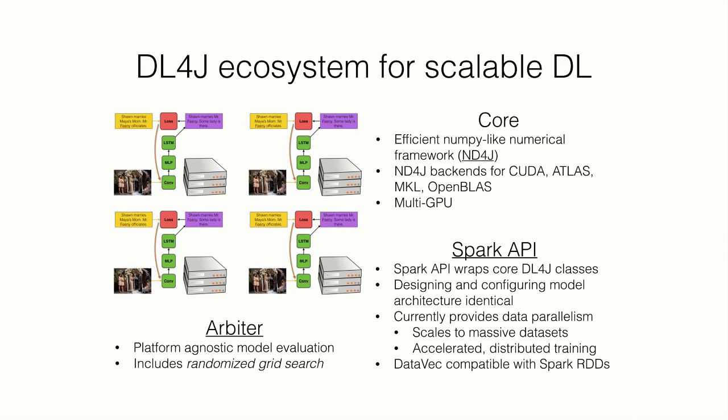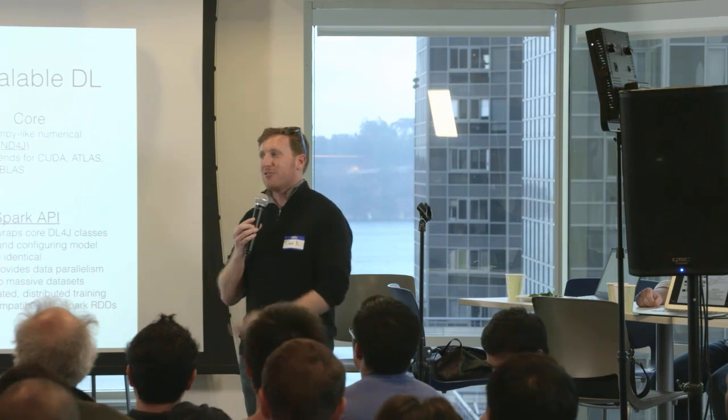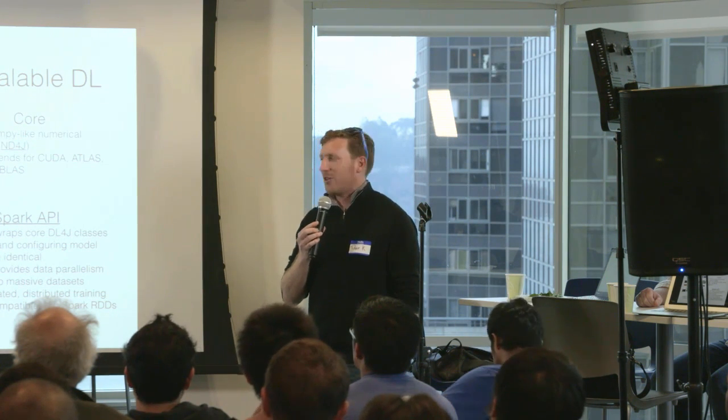There's Arbiter. Arbiter can be used with other machine learning frameworks if you want. And right now it provides randomized grid search, which is sort of the simplest way to optimize. Don't do grid search with neural nets. Do randomized grid search. If you want to invest the time to do Bayesian optimization, great. Randomized grid search sort of gets you 95% of the way there.